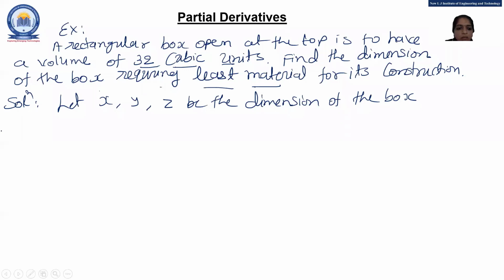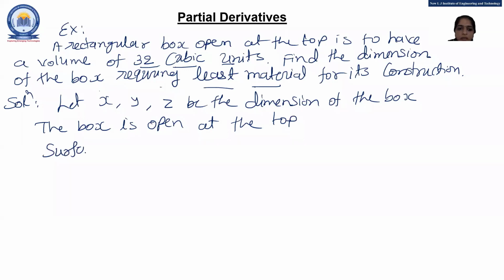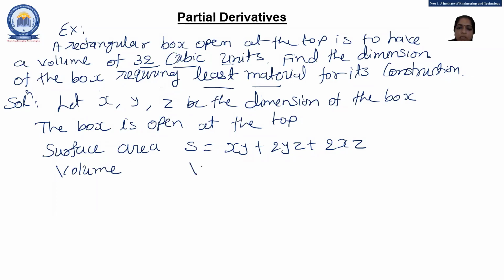Now, the box is open at the top, right? The box is open at the top. It means the surface area of the box, that is xy plus 2yz plus 2xz, right? And volume, which is already given, volume V, that is xyz is equal to 32.